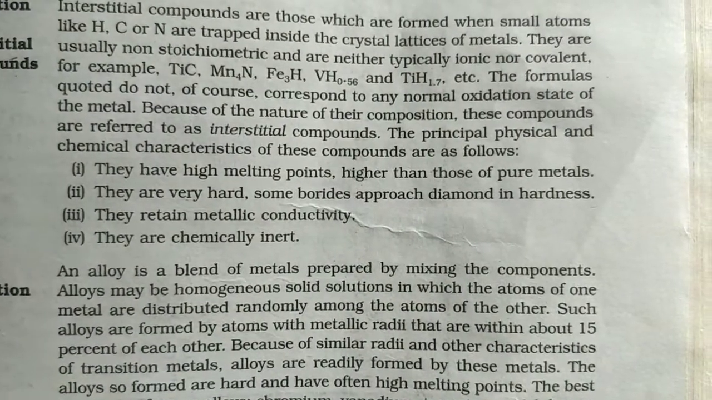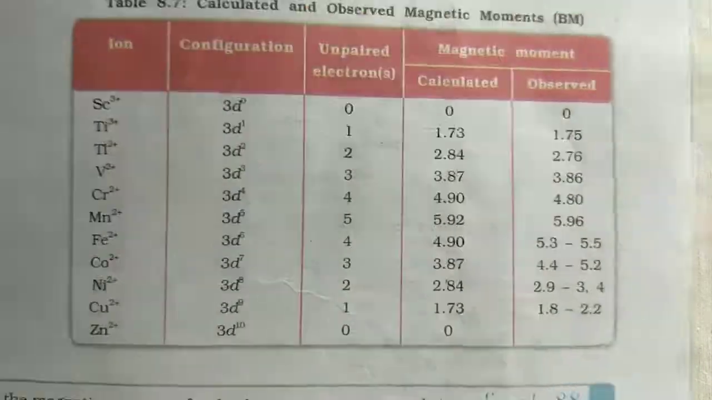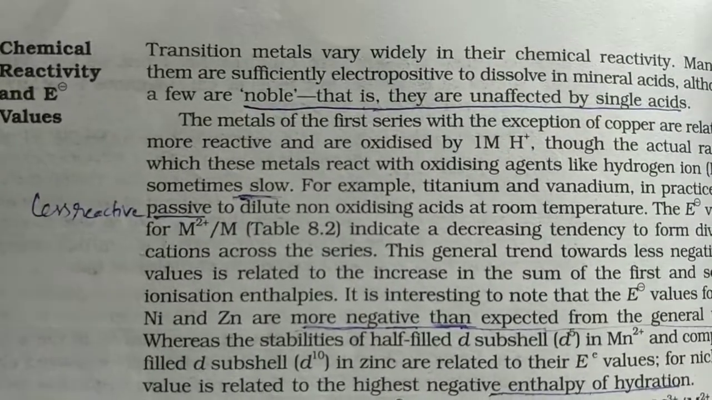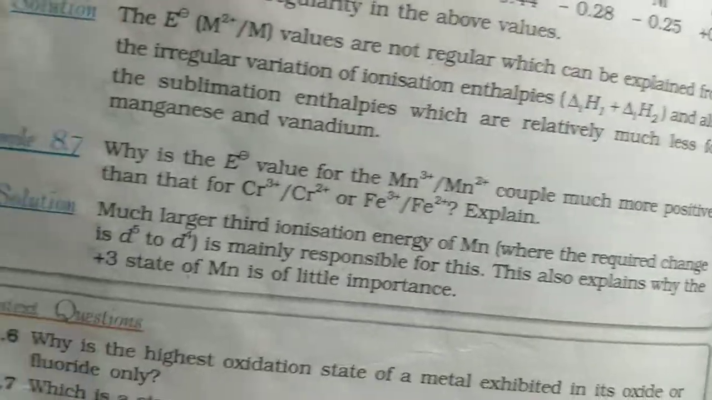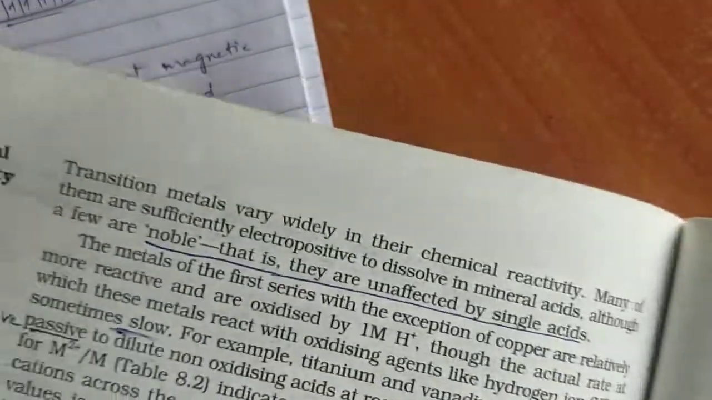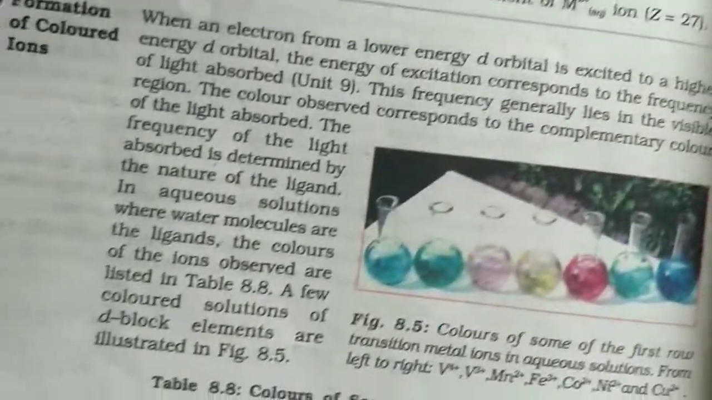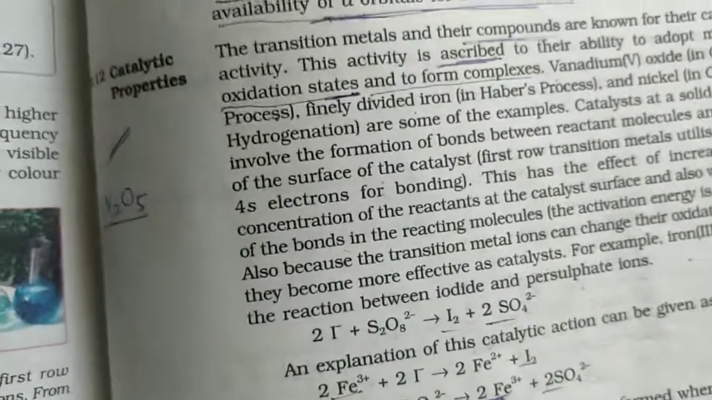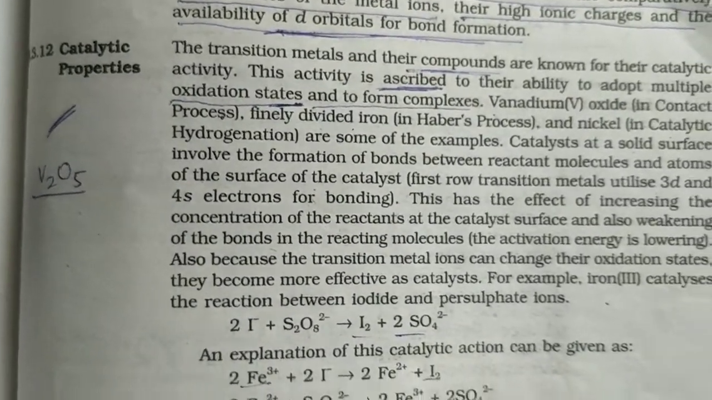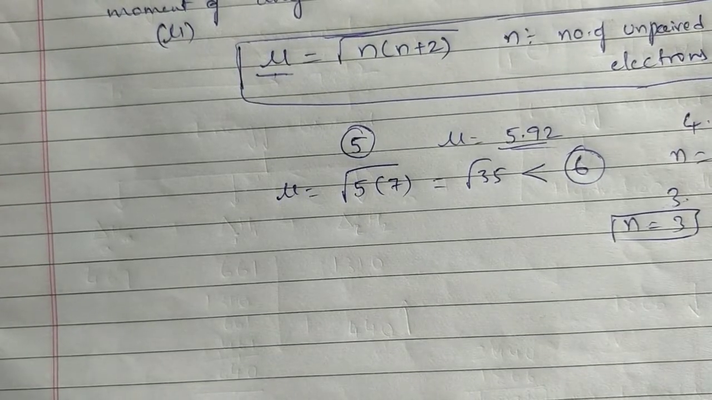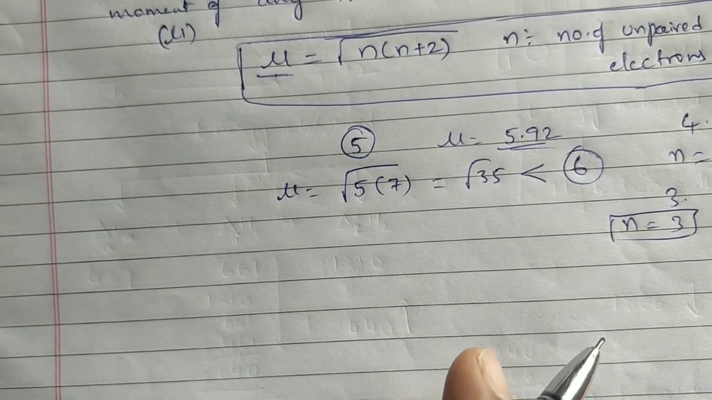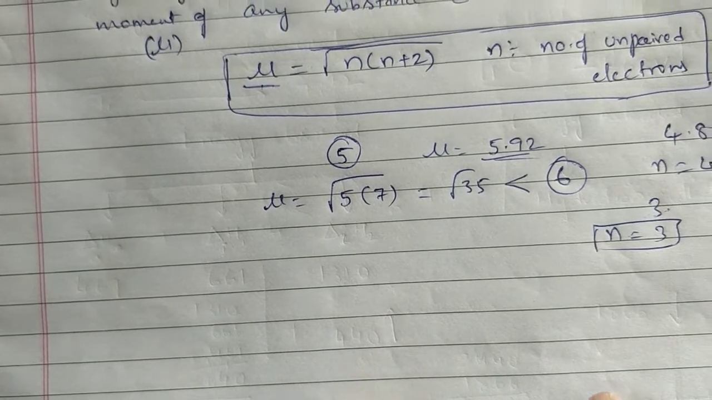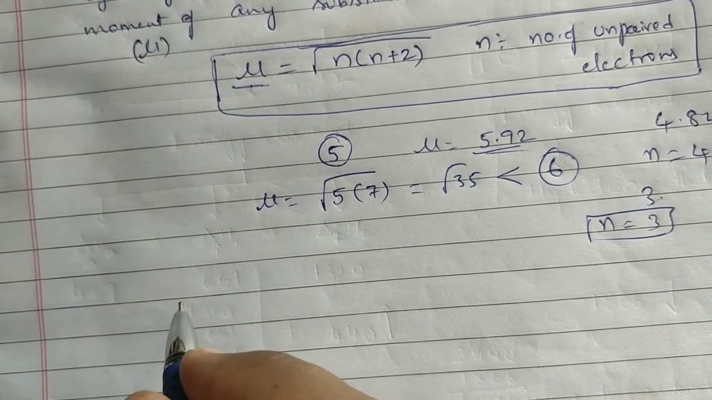In today's class, what are the things we have discussed? Chemical reactivity and E0 values, magnetic properties, formation of colored ions, formation of complex compounds, and catalytic properties. Reasons, everything we have seen, and this is about today's class. I hope everyone understands the concept well. According to that, you have to practice, and by one more class we are going to wind up this chapter.